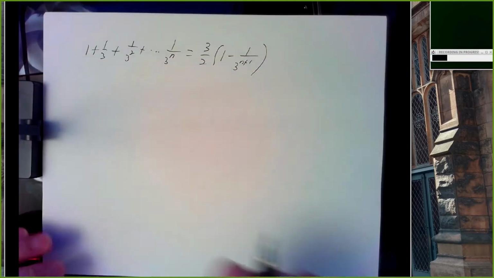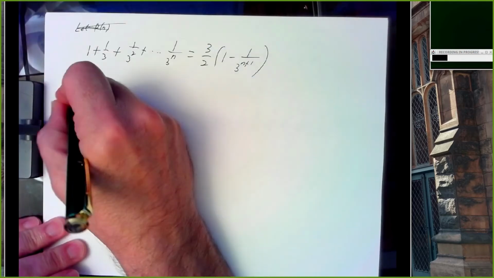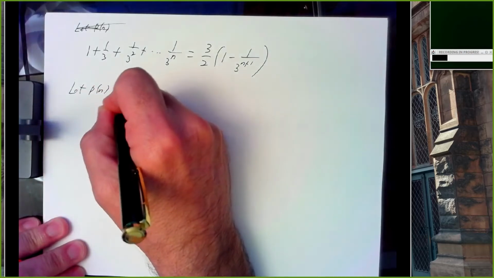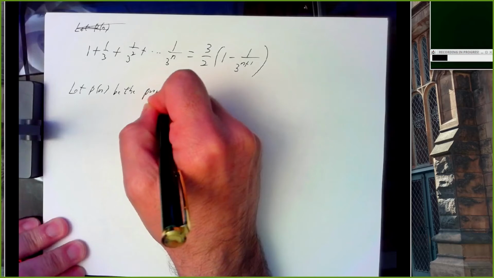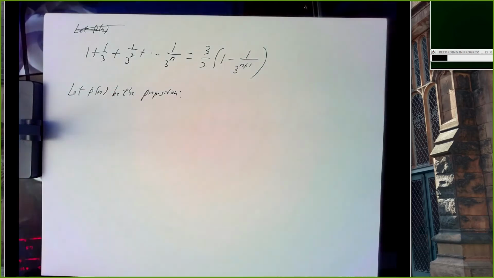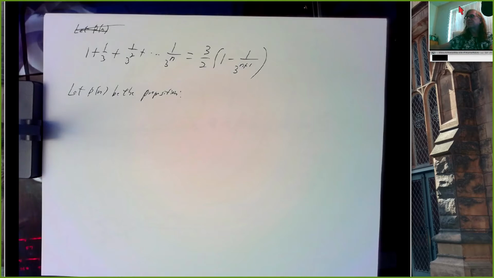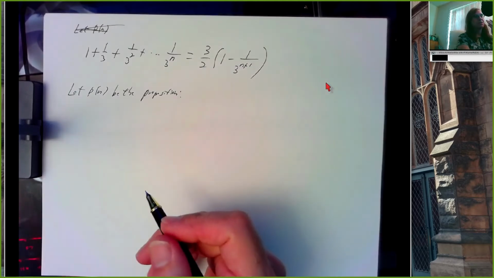Alright, so let P of n be the proposition. And I want to do this without the dot dot dot, because I think the dot dot dot sometimes hides what's actually going on. And if we write this with summation symbols and indices and so on, that can get more complicated. But I want to do this at least once, because I think it can also help explain why we're doing the steps that we do.